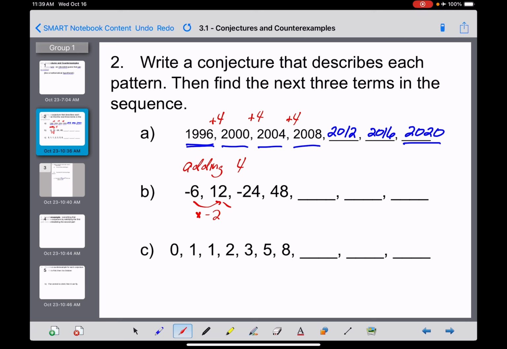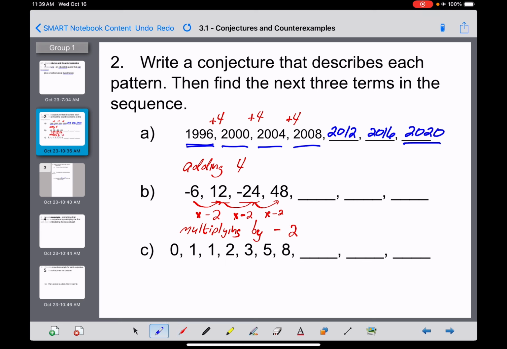And now ask yourself, does that same idea, that same strategy of multiplying by -2 get us from 12 to -24? Yeah, it does. And that would also get you from -24 to +48. So what looks like is happening here in B is that we are multiplying by -2. That seems to be our conjecture.